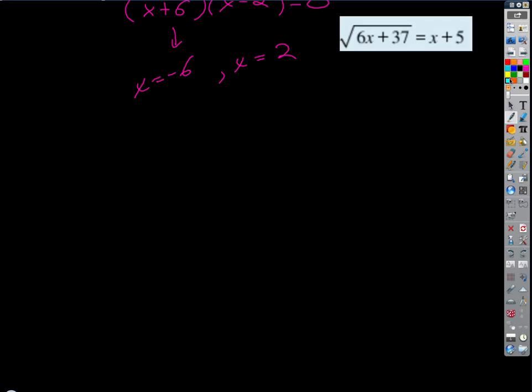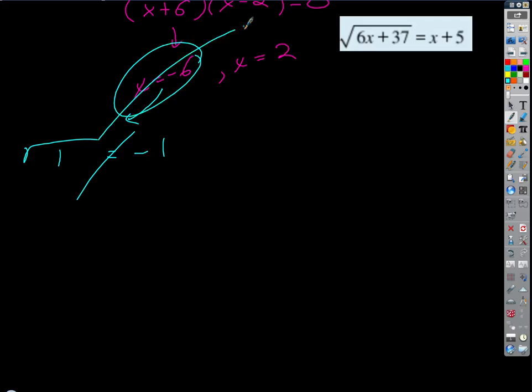If I plug in the negative 6, on the left side I would get the square root of negative 36 plus 37. What is that? 1. Square root of 1 equals negative 6 plus 5, negative 1. Is that true? Not, is it? So that one, gotta go. It's not valid. It's extraneous.